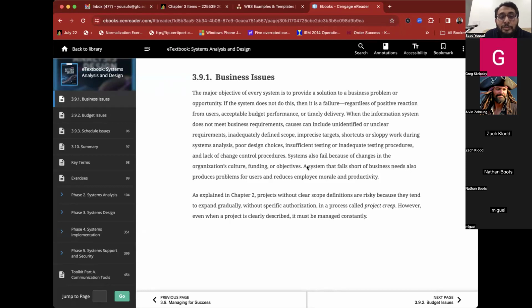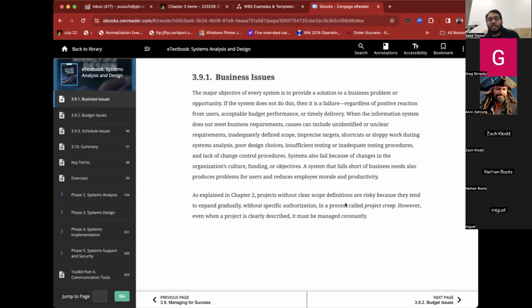So the major objective of every system is to provide a solution to a business problem or opportunity. If the system does not do this, then it is a failure. So the whole idea is to keep everything intact. Anything that is unclear, clarify it. Anything that is unidentified, identify it. Anything that is inadequate, make it adequate.